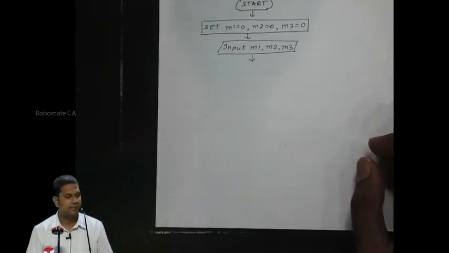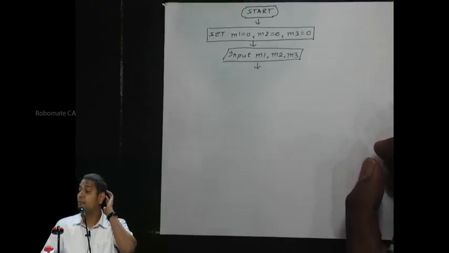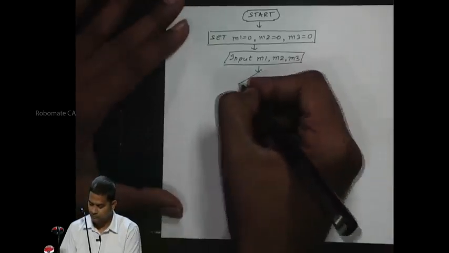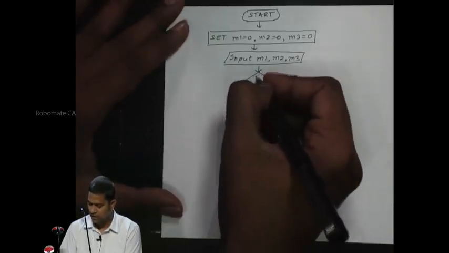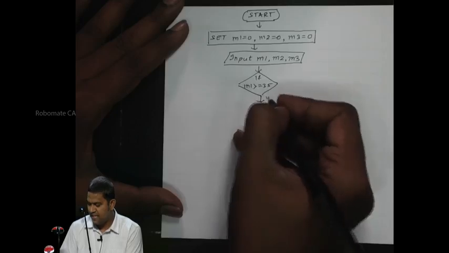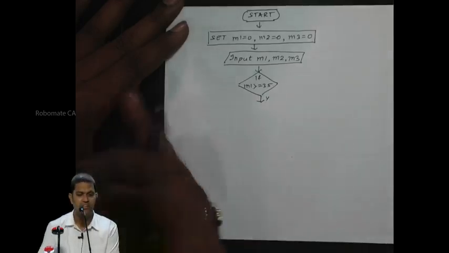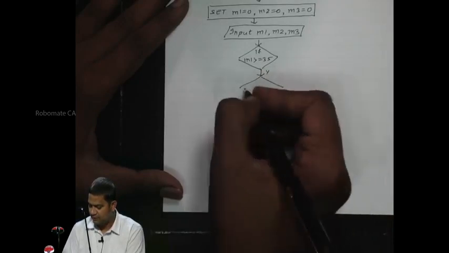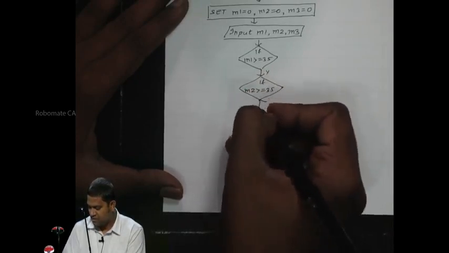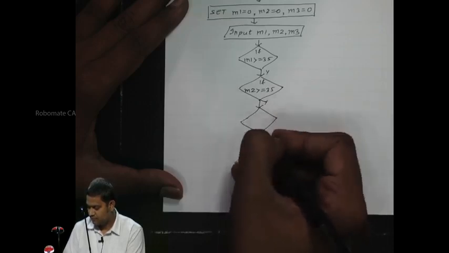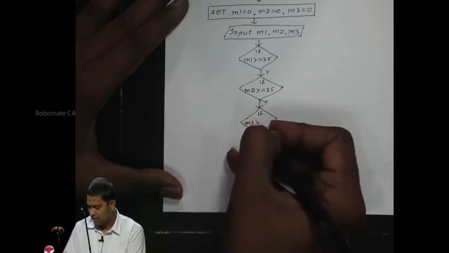Now, how does the student pass? When he scores greater than or equal to 35 in all the subjects. So we are checking one subject at a time. If M1 greater than or equal to 35, if this is yes, then only we'll check the second one. If it is no, he is straight away failing. There is no point in checking the rest. Now we check the next subject: if M2 greater than or equal to 35. If this is also yes, then we check the third one: if M3 greater than or equal to 35.